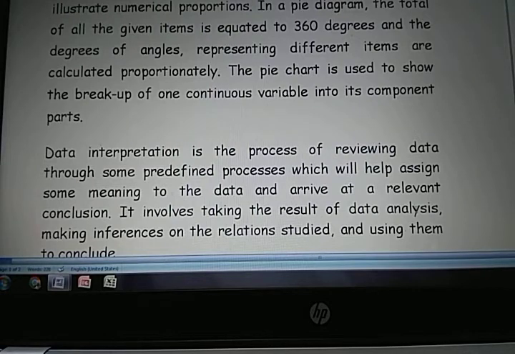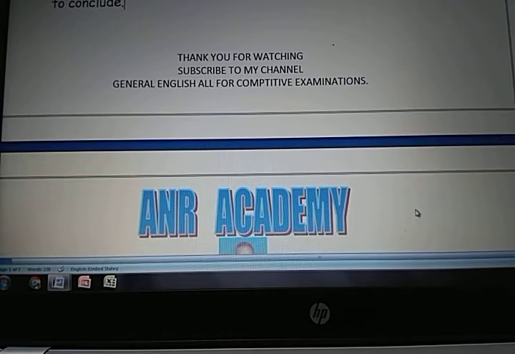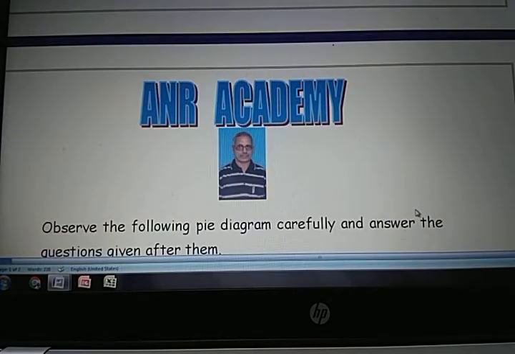Data interpretation is the process of reviewing data through some predefined processes which will help assign some meaning to the data and arrive at a relevant conclusion. It involves taking the result of data analysis, making information on the relations studied, and using them to conclude. So, today we learn how to interpret the data given in a pie diagram.